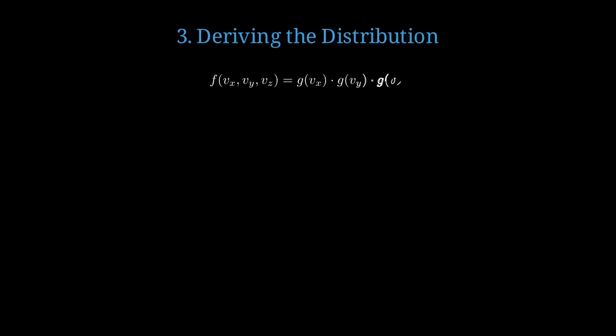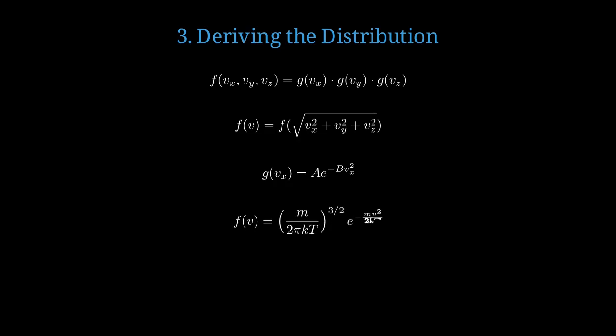From independence, the joint probability is the product of individual component probabilities, each described by the same function g. From symmetry, the distribution depends only on the total speed v, which is the square root of vx squared plus vy squared plus vz squared. Combining these constraints, Maxwell showed each component must follow a Gaussian distribution, g of vx equals a times e to the negative b vx squared. The complete velocity distribution is this elegant expression involving mass m, Boltzmann constant k, and temperature T.